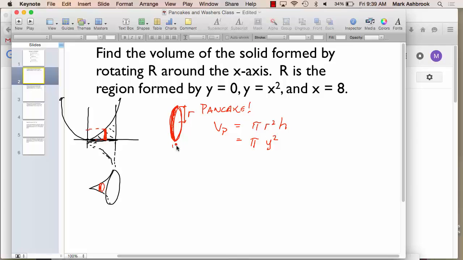And what is h? h is the little thickness of the pancake. So go back to this. So h would be this right here. Delta x. Again, now since we're doing delta x, we need y in terms of x. So we need the y coordinate of that in terms of x. x squared, right? So the radius of the pancake is determined by that curve right there, the y coordinate, and the y coordinate is x squared.